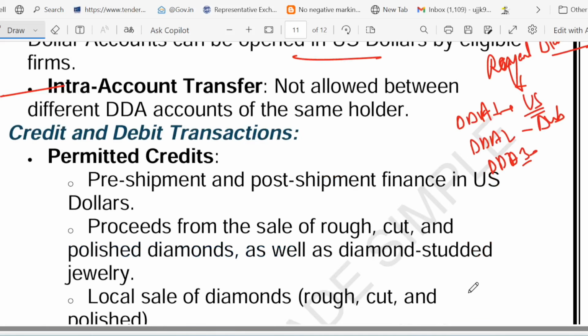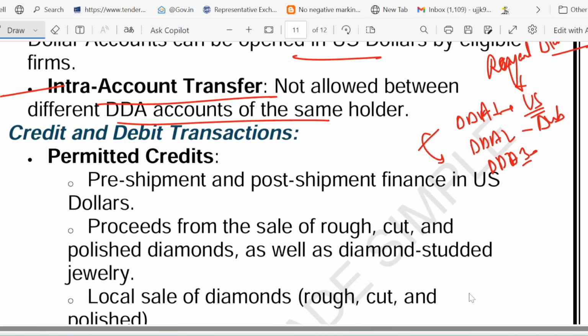First of all, no transfer between DDA. Intra-account transfer between DDA, so he cannot transfer from DDA1 to DDA2. This is not allowed for the same holder. Right? You can't move from DDA1 to DDA3 directly or DDA2 directly. Then no interest, I already told you that money sits idle, and strict eligibility.